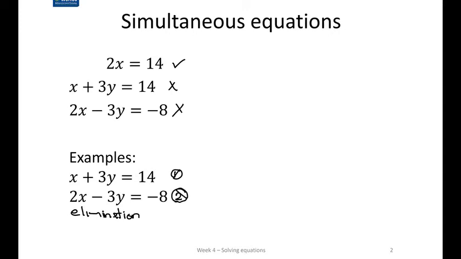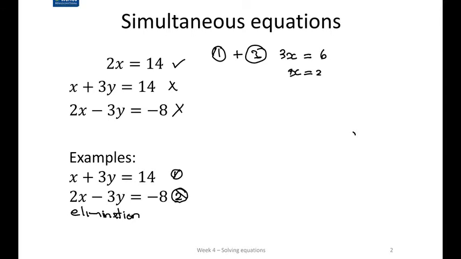So if we happen to add equation 1 to equation 2, what happens? We're going to get x plus 2x, which is 3x. 3y plus negative 3y is no y. And it leaves us with 14 plus negative 8, which is 6. Then, using our normal methods, we can say that x is equal to 2.